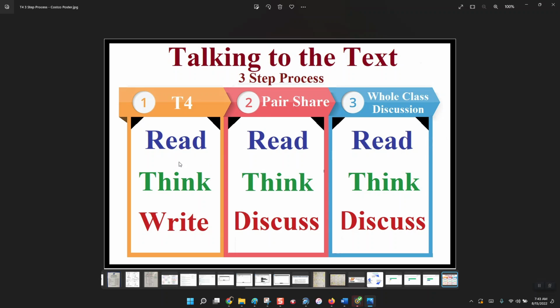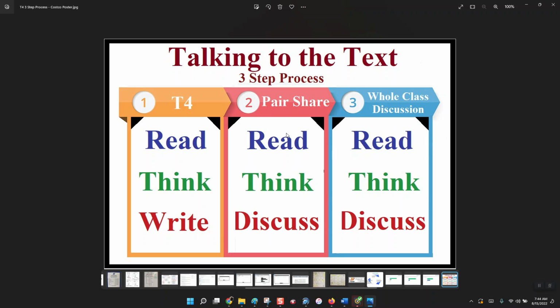Then step two is, once I give you time to do that and you have great comments all over your paper, it's time to share them with your pair, with your partner. And once again, when you share them, you're going to read your notes again, whatever you just T4'd. You're going to think about why you wrote what you wrote. And now it's time to discuss and share those thoughts with a partner.